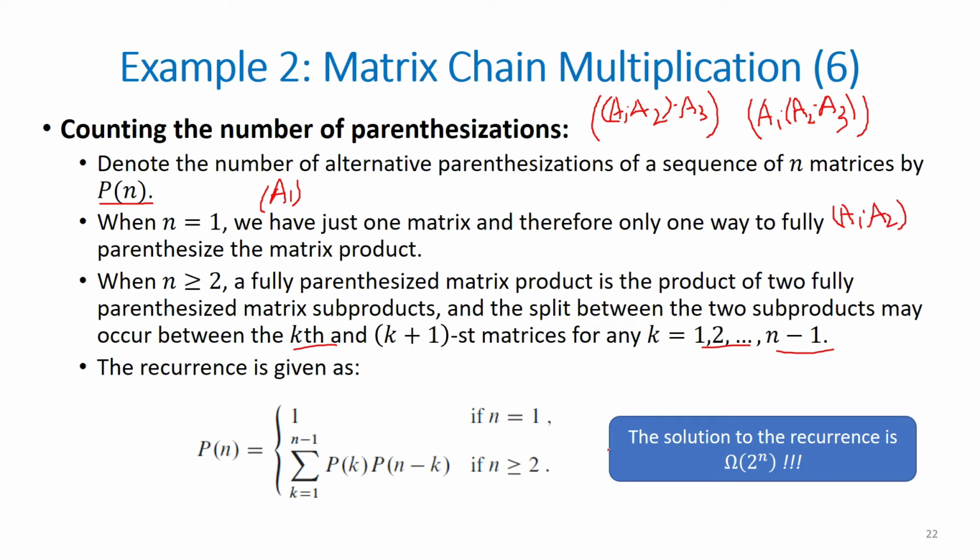And the solution to this recurrence is exponential and is given by omega 2 to the power n. As an exercise, try to prove that this is the solution to this recurrence. So calculating all possible parenthesizations for the sequence of n matrices has an exponential running time, thus making the brute force method of exhaustive search a very poor strategy to find the optimal parenthesization.